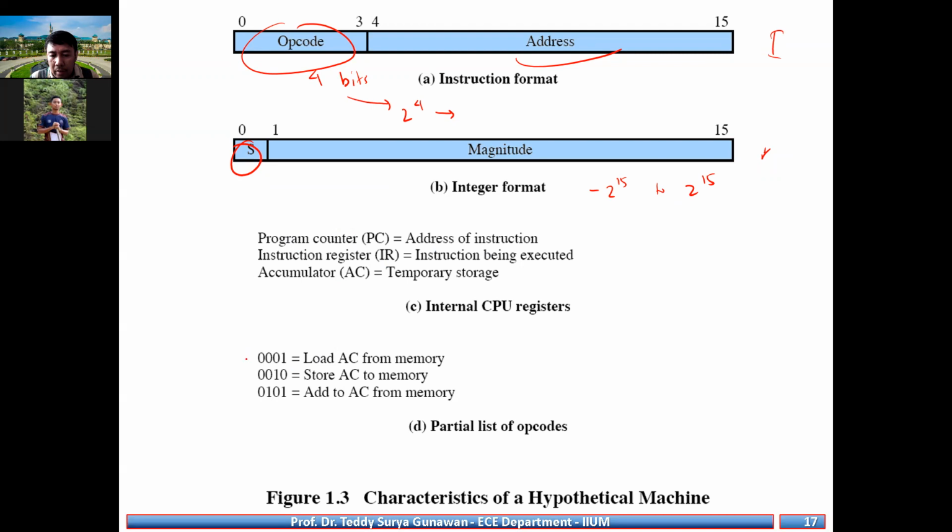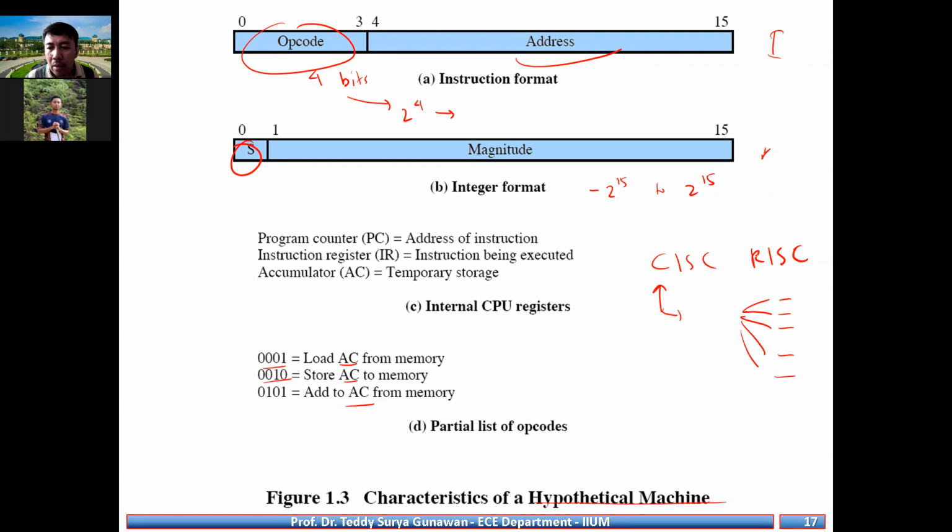For example, 001 is load accumulator from memory, 010 is store accumulator to memory, and 101 is add to memory. This is hypothetical. Of course, you can also divide the instruction differently. So there is the difference between CISC and the reduced instruction set computer, or CPU, RISC. A complex operation in CISC can be completed by several simple steps in RISC. So that's the idea.